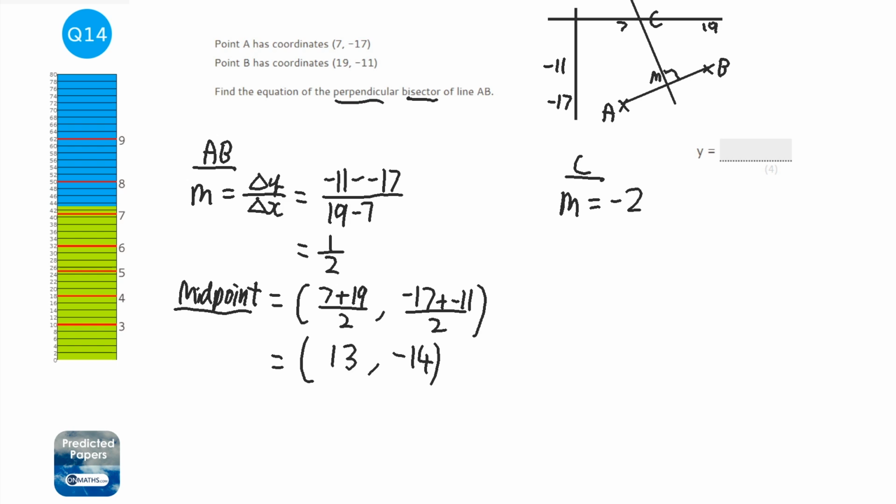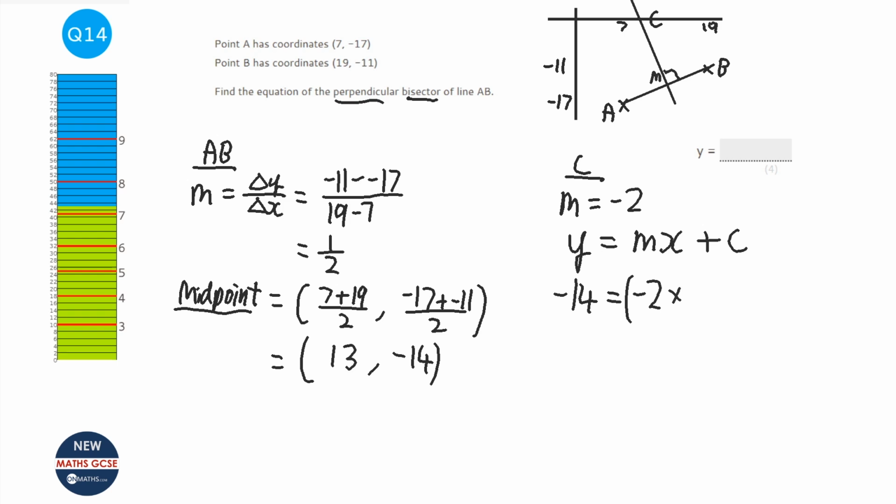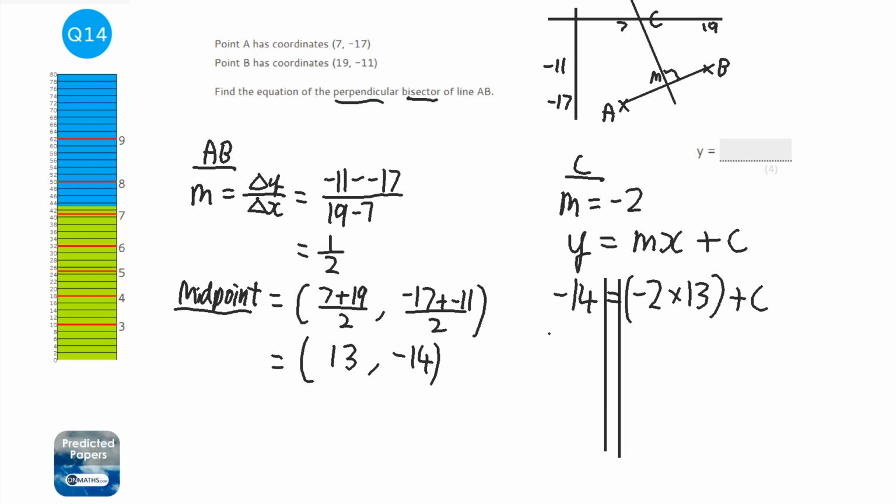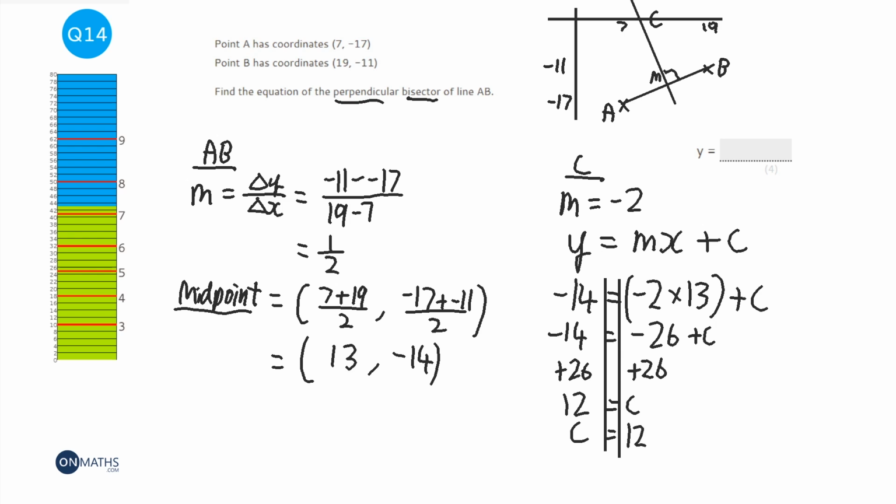Now we know that the formula for the equation of line C is y equals mx plus c. We know the gradient and we know a point on that line, which was the midpoint of line AB. So we're going to feed in the coordinates. It's minus 14. We know the gradient is minus 2, I'm going to put this in brackets, times the x-coordinate, which was 13, plus c. And we just solve this to find out what c is. So minus 14 equals minus 26, plus c. I'm going to add 26 to both sides, and always use your calculator to be sure. So it's going to be 12 equals c, or c equals 12. So therefore, the equation, in the form y equals mx plus c, is y equals minus 2x plus 12.